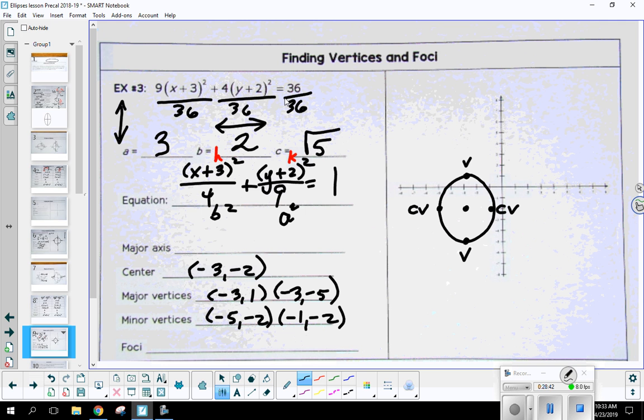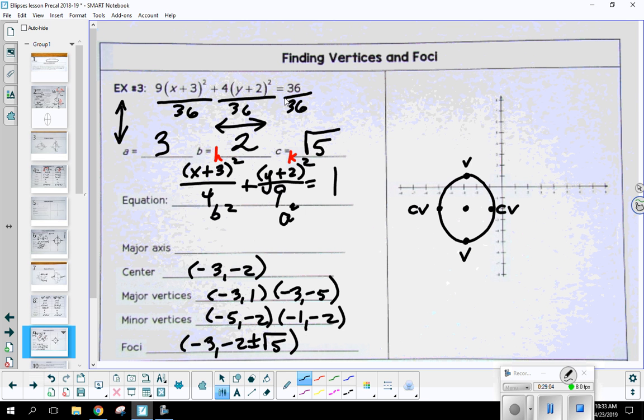And then we could go ahead and put the focal points on here. Let's go ahead and list what they are first. Now, because we kept it as a radical, you can condense this. Because it is vertical, I can go ahead and say -3, -2 plus or minus the square root of 5. That's perfectly fine because we have the radical.